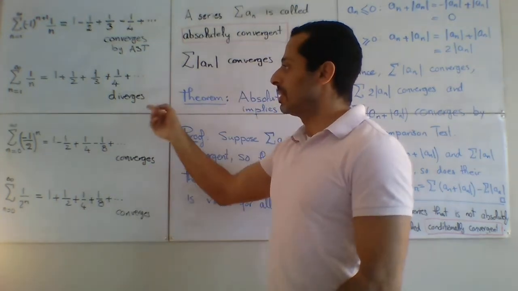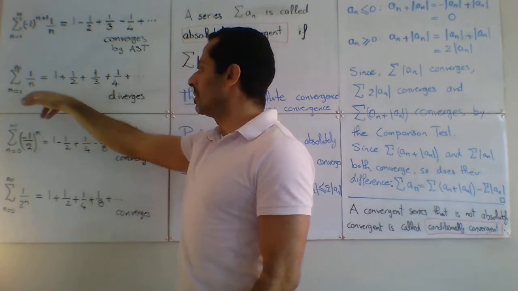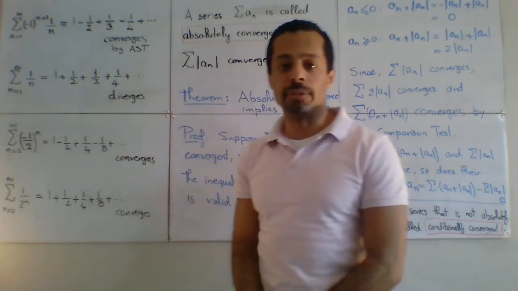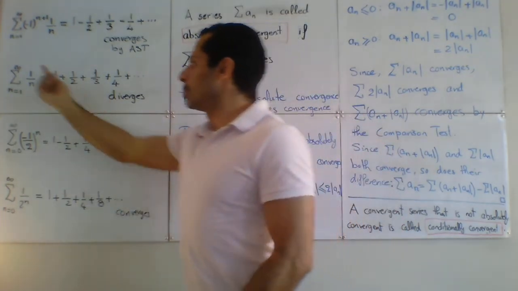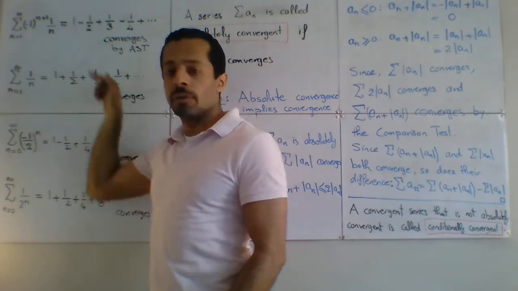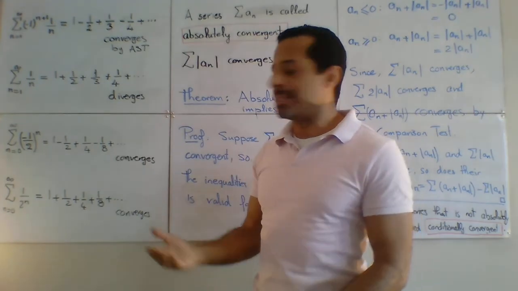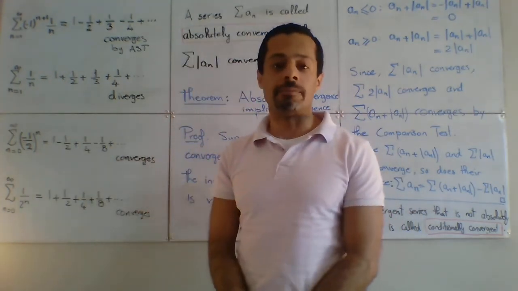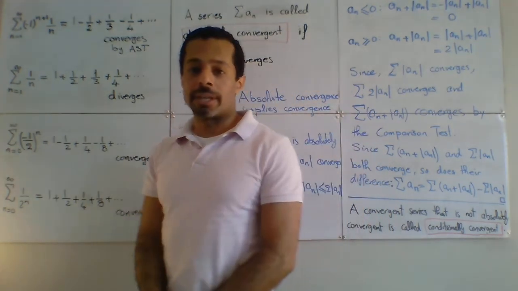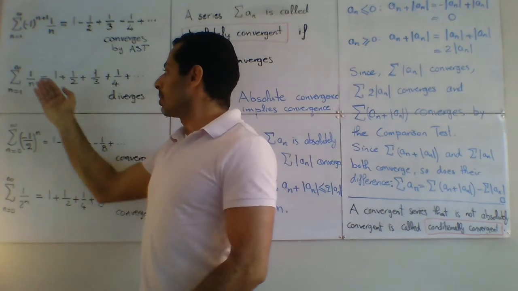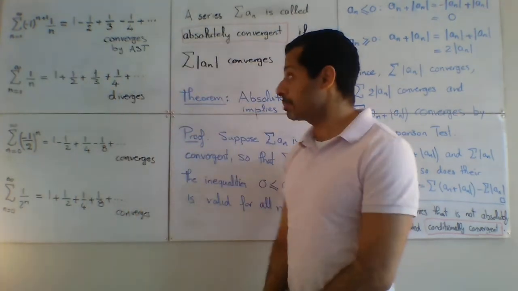Let's take a look at the series I wrote here on the right, starting with the harmonic series, the series of the reciprocals of the positive integers. We all know that this series diverges, and the reason is that even though the terms 1 over n go to 0 as n goes to infinity, the terms of the series are not going to 0 fast enough. That means the partial sums keep getting bigger and bigger, so the sum of the series will explode to infinity.